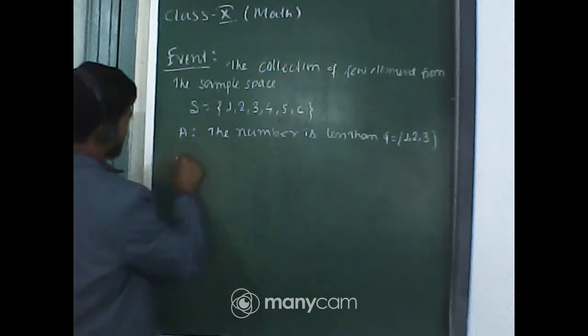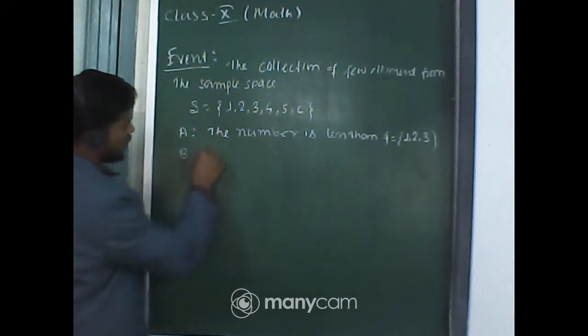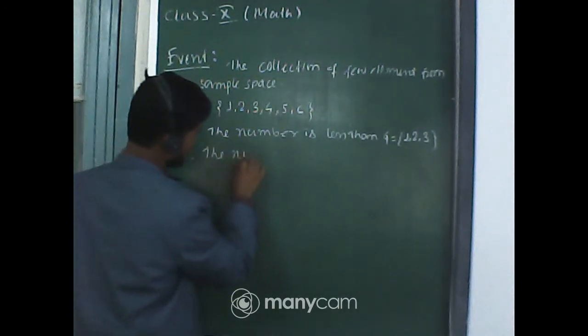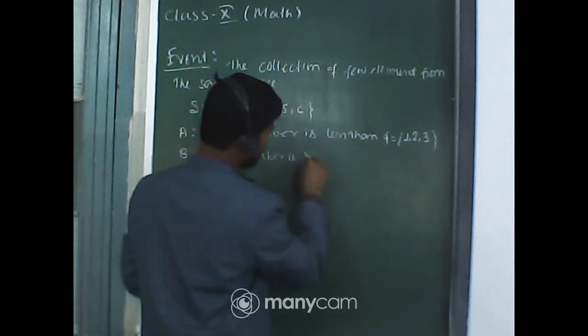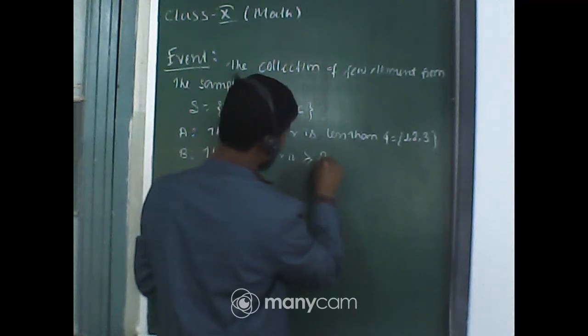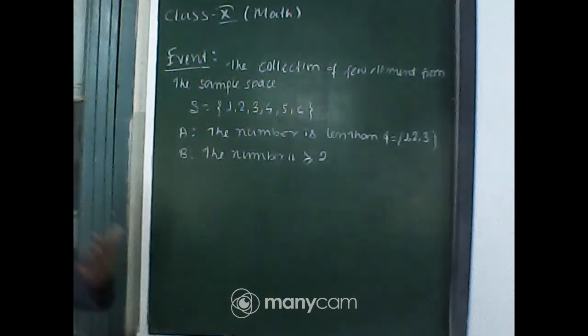Okay, let's take another event B. The number is greater than or equal to 2.